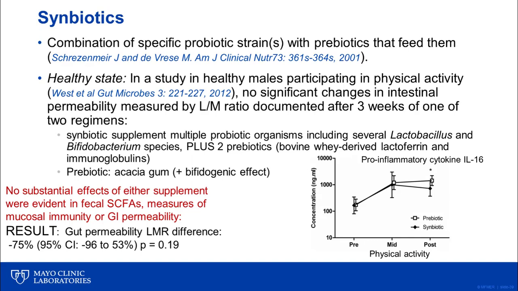Symbiotics, these are combinations of probiotic plus prebiotic. And again, to cut a long story short, there is no substantial evidence that these are going to be effective at improving barrier function in response to a stressor, such as physical activity.